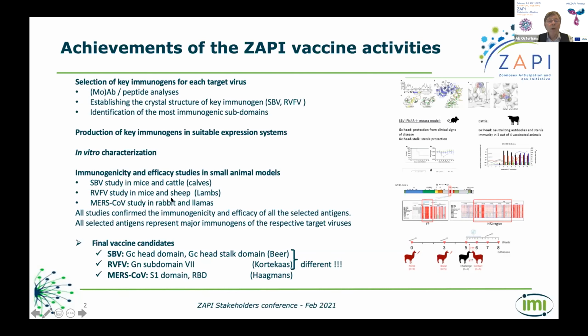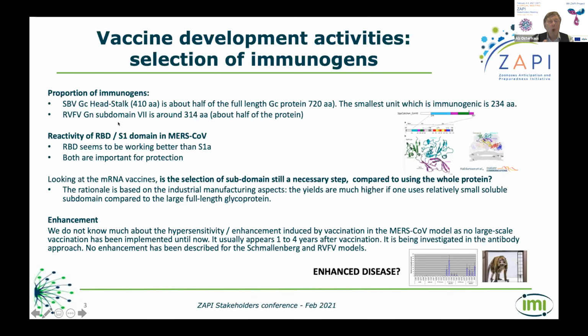So when we move on and hone in on the proportion of the immunogens, the essential parts, we have seen that for the Schmallenberg it is a small part of the GC head stalk, and for the Rift it's the subdomain 7, and that's about 314 amino acids of it. For the MERS coronavirus, it was the receptor binding domain itself, and it was shown that it's much more immunogenic than the whole S protein or the S1.